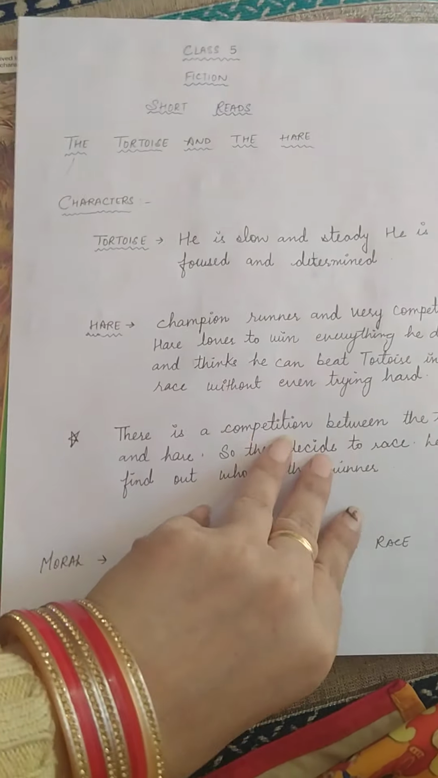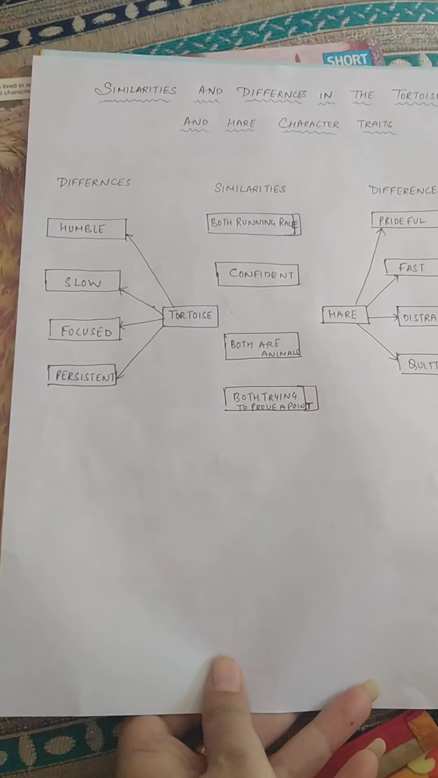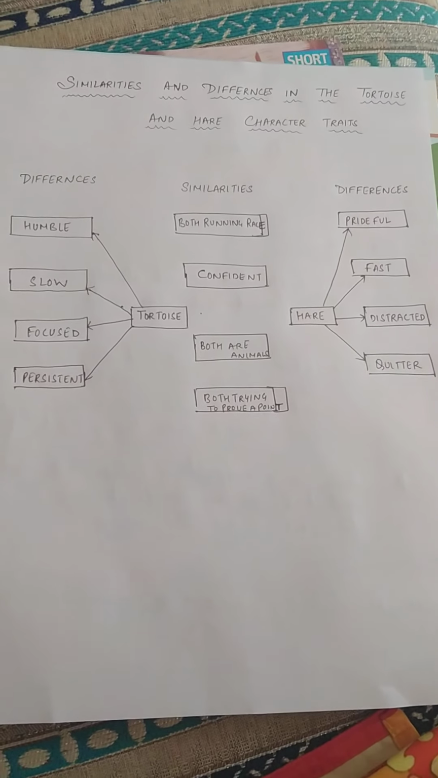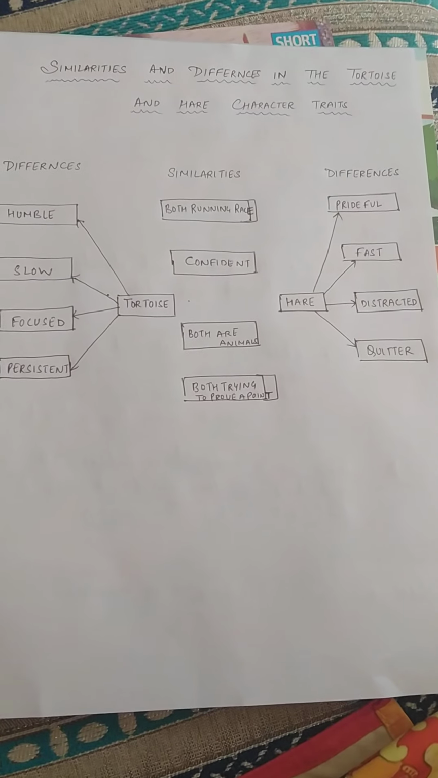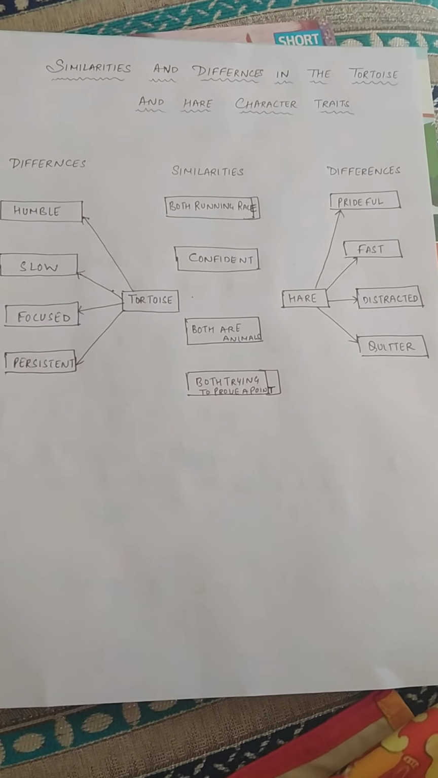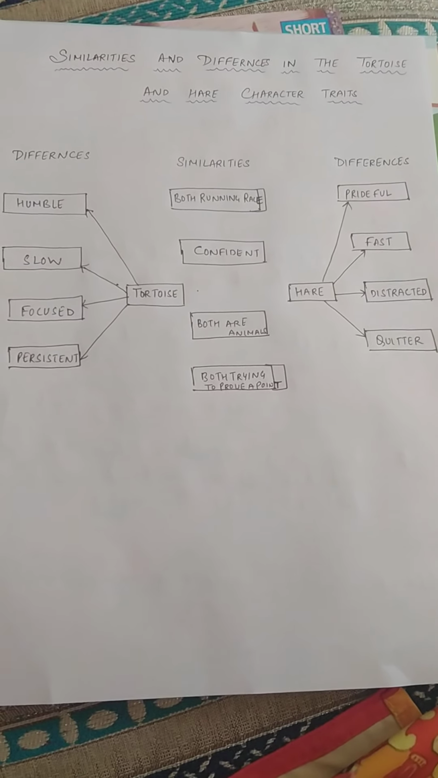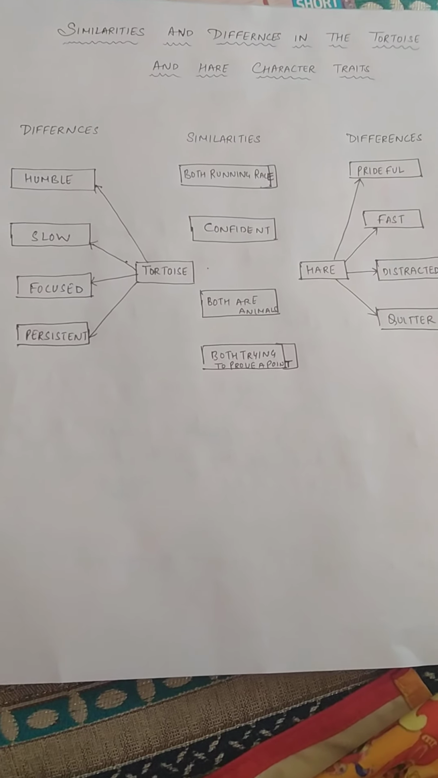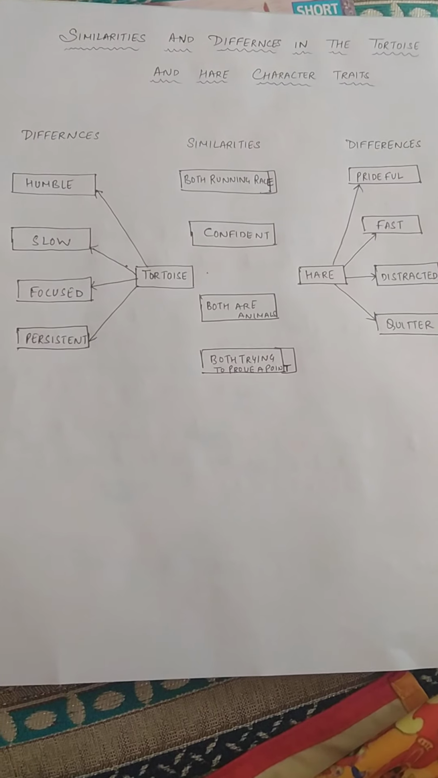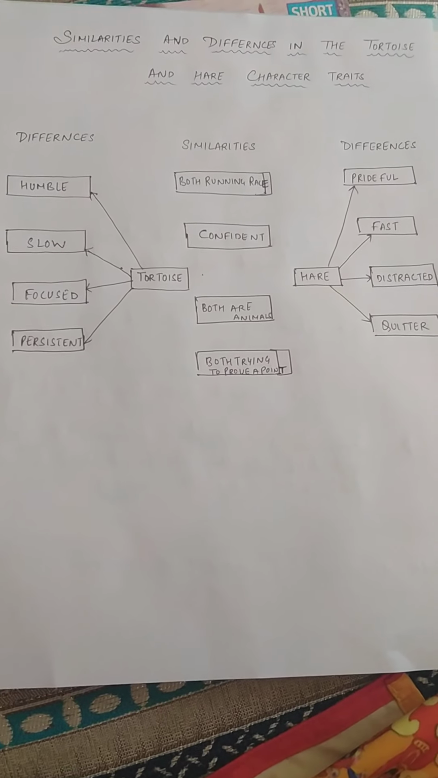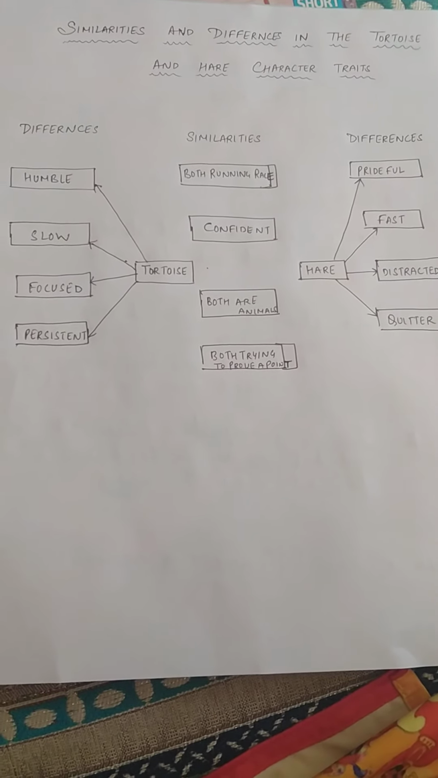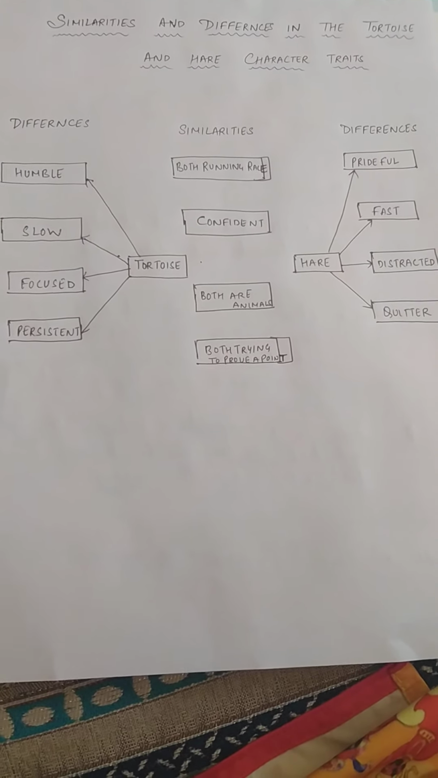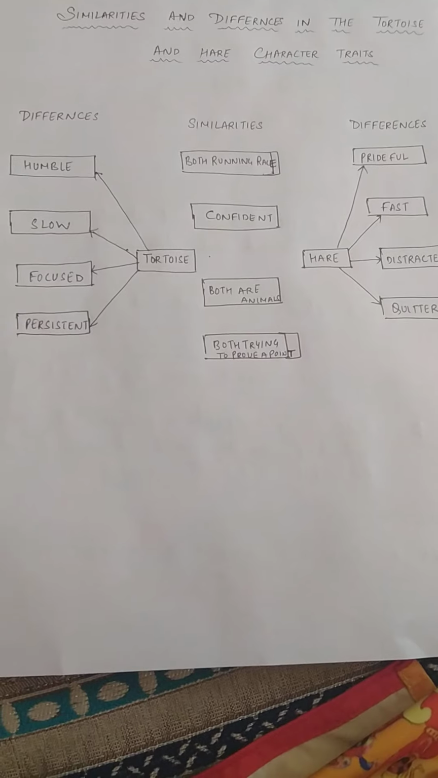Okay. Now let us look at the similarities and differences in the tortoise and the hare character traits. There are some similarities and there are some differences. Now first look at the tortoise. Tortoise is humble. Humble means very down to earth. He is slow. He walks slowly. He is focused. He is determined to achieve a point and he is persistent. That means he is focusing on a single point. He is determined about what he has to do.